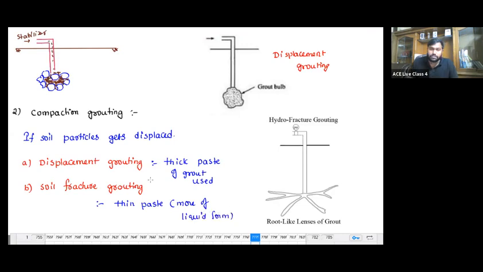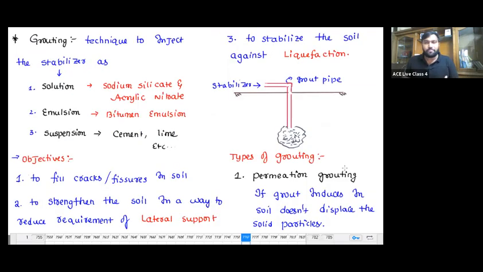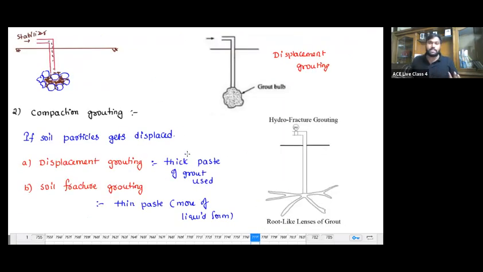So when I use a thin paste, more of liquid form, it will flow into the cracks or pass as seepage over here. So this is known as root-like lenses of grout. So there are different types of grouting. In simple words, if the solid particles do not displace, we call it permeation grouting. If the soil particles get displaced, we call it compaction grouting. Okay, so that's about the grouting.